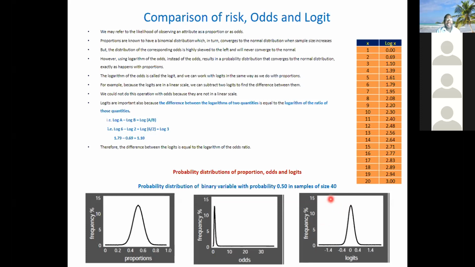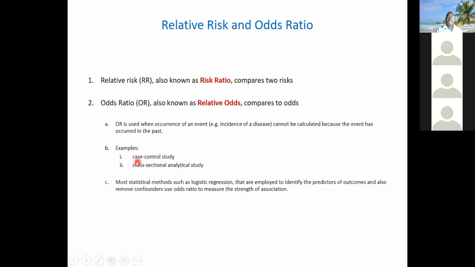That's what plays here. Logarithm of 6 minus logarithm of 2 is like saying 6 divided by 2, which is 3, logarithm of 3. And that is what we demonstrated here. Look at logarithm of 6, 1.79. Logarithm of 2, 0.69. Subtract it, it gives you 1.10. It's the same thing as logarithm of 3, because 6 over 2. These are logits.